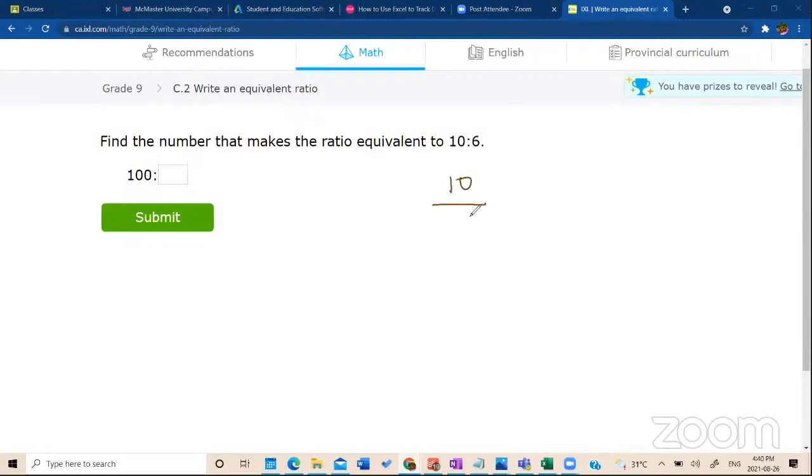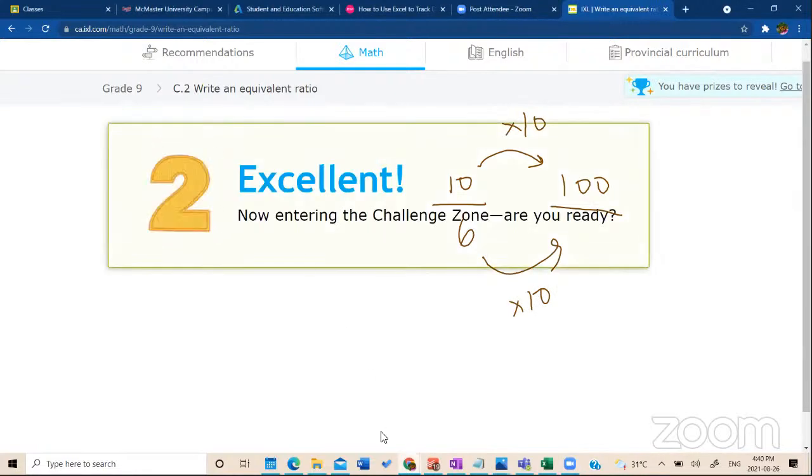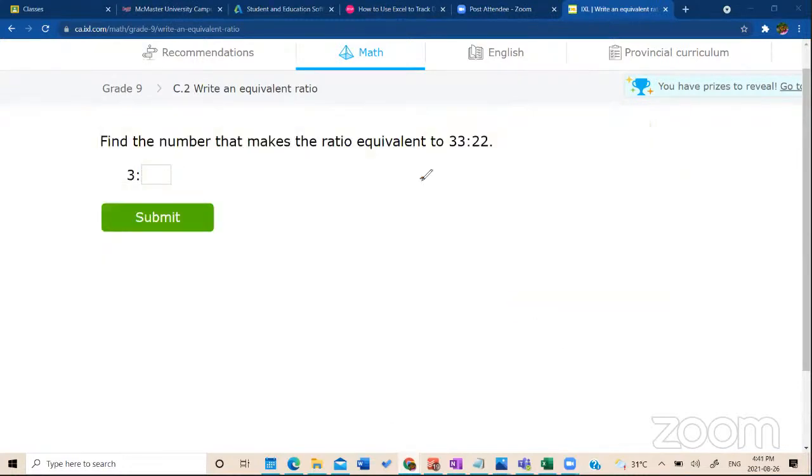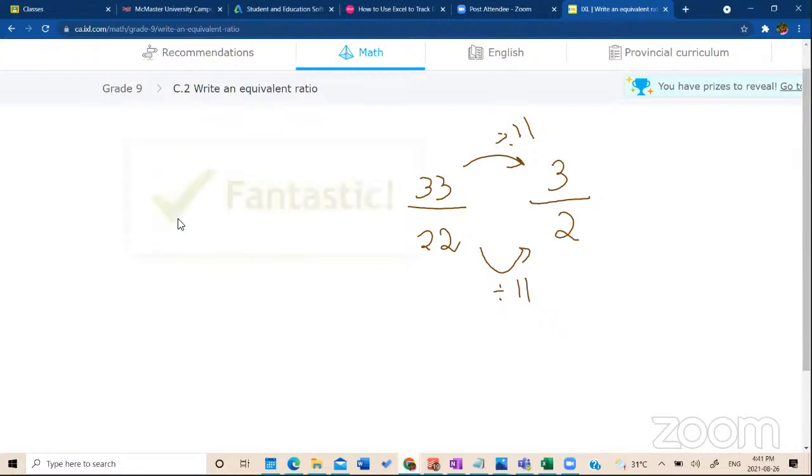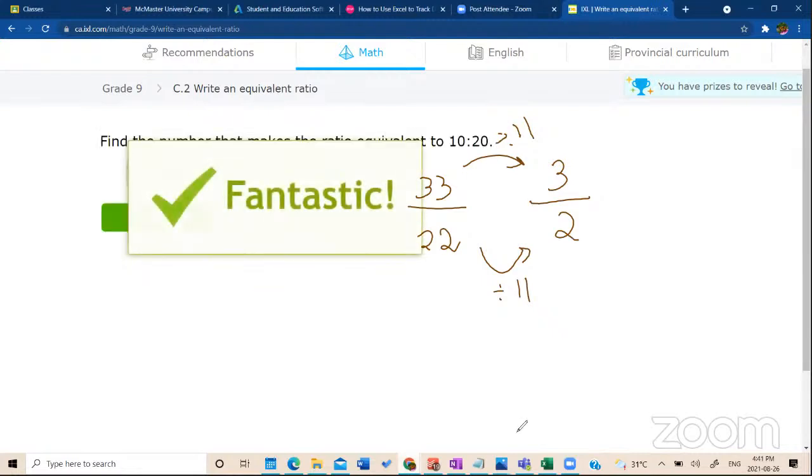It was going to be 10 multiplied by 10 is 100. It's going to be 10 multiplied by 6 is going to be 60. Excellent. Yay, challenge zone. It's going to be 11. It's going to be 11 divided by 22. It's going to be 2. Very good. It was simple. I don't even need to use a calculator for this one. Yeah, excellent.